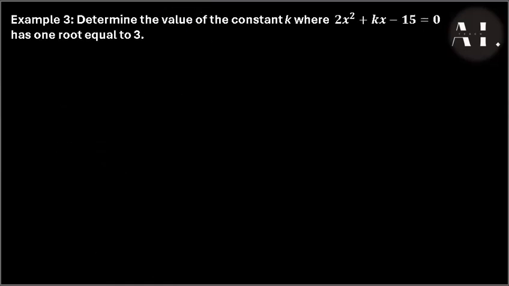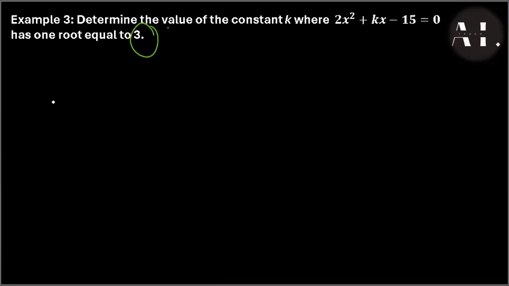For the last example, determine the value of the constant k, where 2x squared plus kx minus 15 is equal to 0 has one root equal to 3. Given that one root of the quadratic equation is 3, we can use this information to find k.